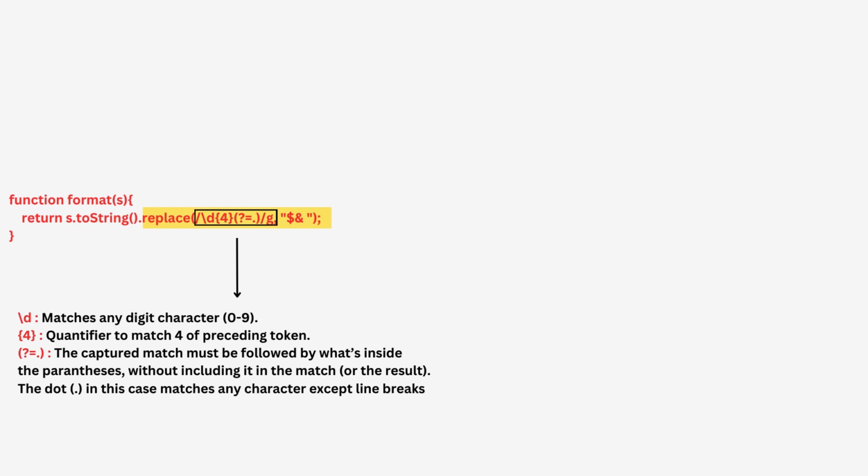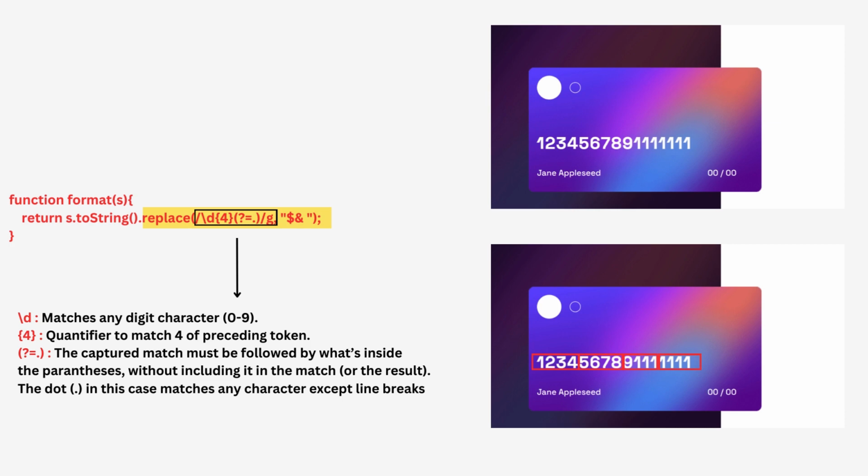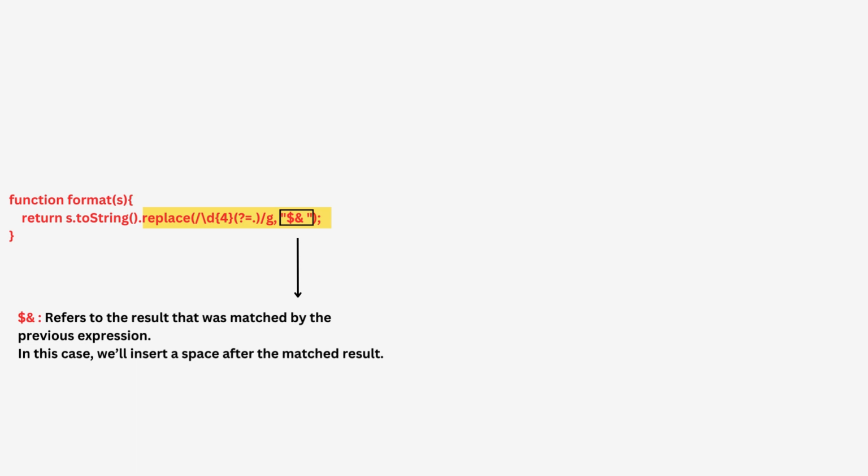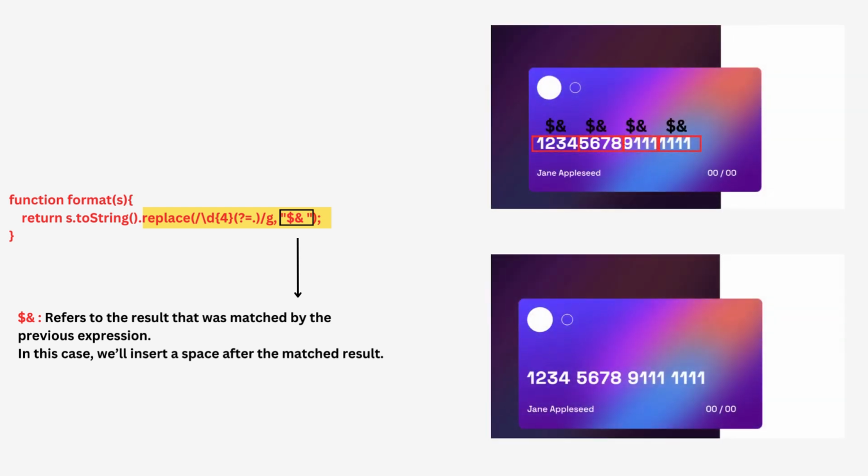Forward slash d expression matches digit characters 0 to 9. Curly braces 4 matches 4 of the preceding token. And the last expression means that our match is to be followed by any character except line breaks, but that's not to be included in our match. $& refers to the result matched by the previous regular expression, which will be 4 consecutive digits from the user input. $& space tells the replace method to insert a space after every 4 digits matched.